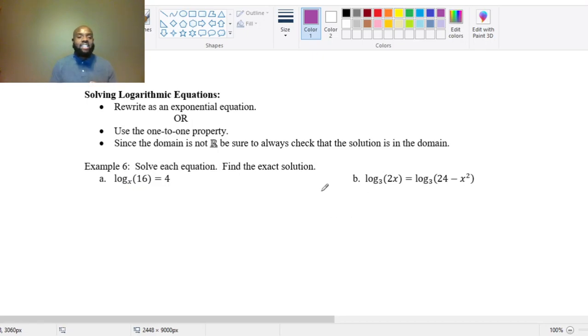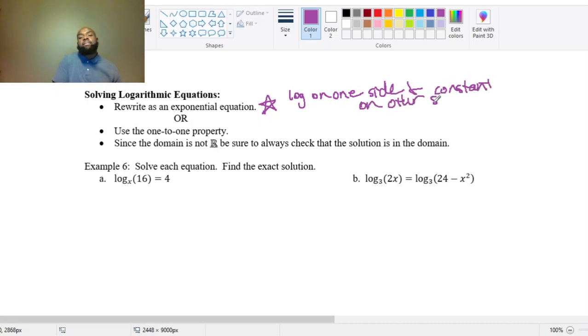When that is the case, I'm going to try to use this method here. So a log on one side and a constant on the other side, okay? Then this is a perfect setup for rewriting this as an exponential equation and then solving the resulting exponential equation, all right?